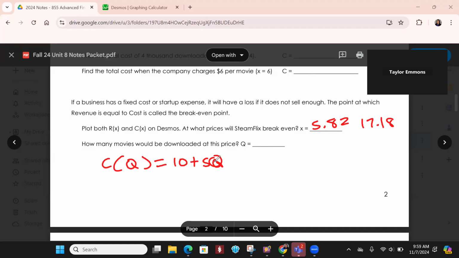But you're solving for Q. So what do you do? Put the 5 or the 17 into C of Q, then minus the 10, then divide by 5. So he's saying take 17.18 equals 10 plus 5Q. Okay, subtract. 17.18 minus 10. And then we're going to divide it by.